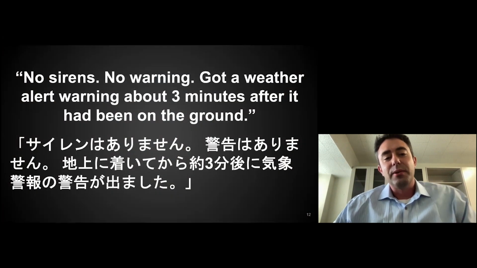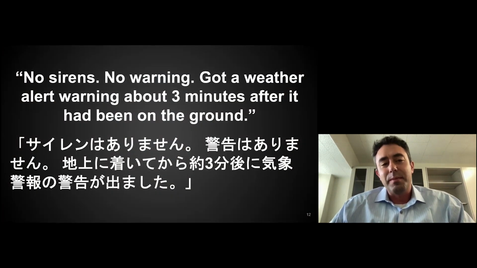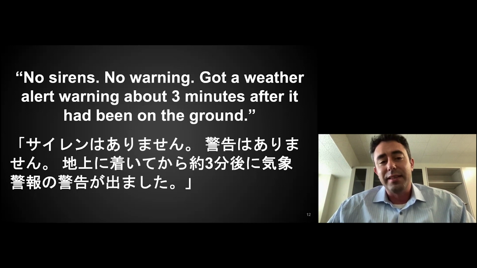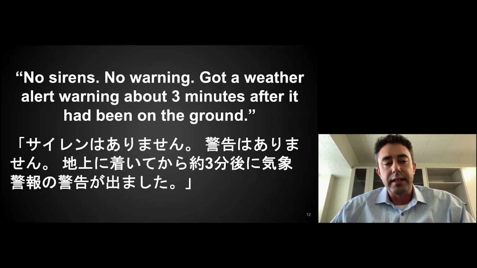Okay, so you can hear from her comments, she's not so concerned about her safety, but more admiring the beauty of the tornado. And in fact, it is an elegant kind of tornado that we see in Colorado. It's a certain kind. But the point that I want to emphasize here with this video is she says, no sirens, no warning, got a weather alert warning about 3 minutes after it had been on the ground. And here you can see it roughly translated into Japanese with Google Translate.